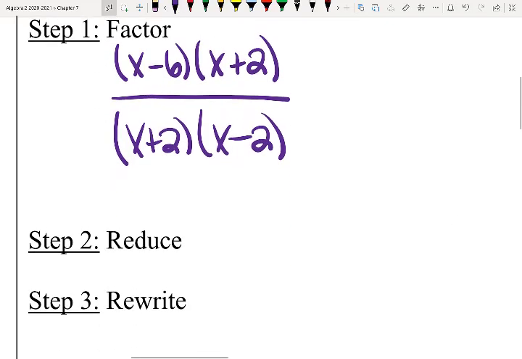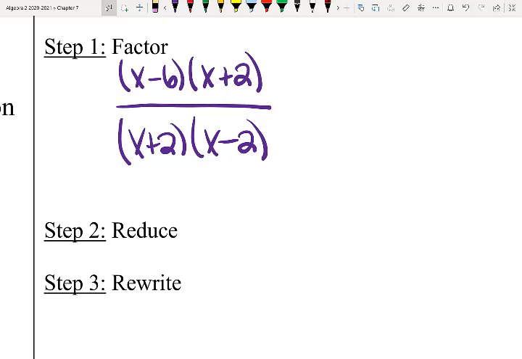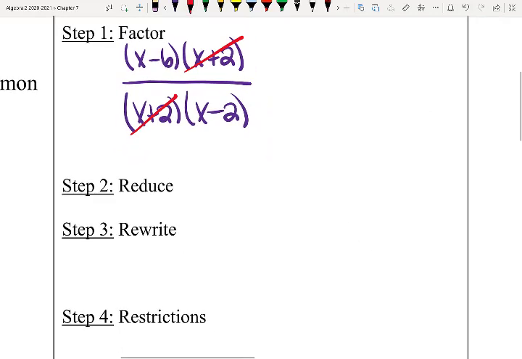Step 2 is to reduce. So just like we did over in box 1, we're going to take a look and see what is common between my numerator and my denominator. In this case, my x plus 2 is on both top and bottom, so I can reduce that away. And then we're going to go ahead and rewrite it without those terms in my expression.